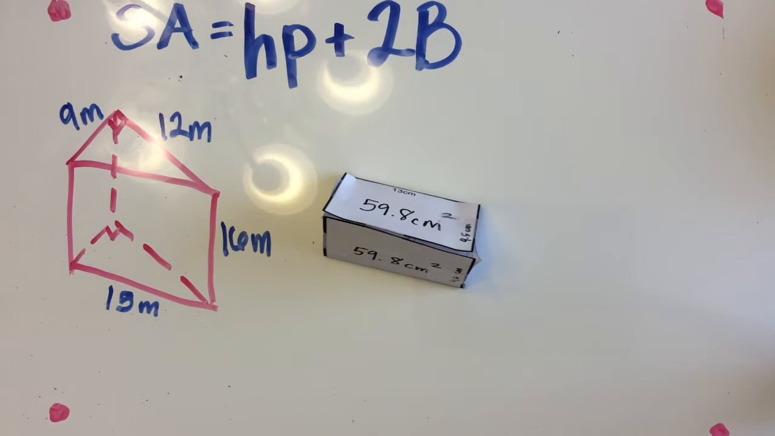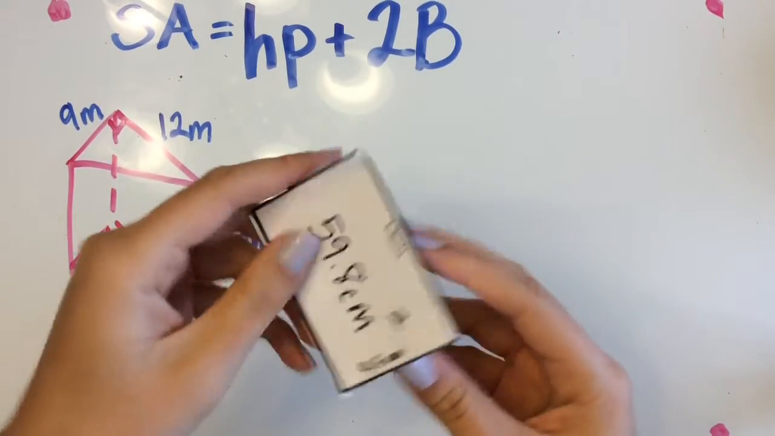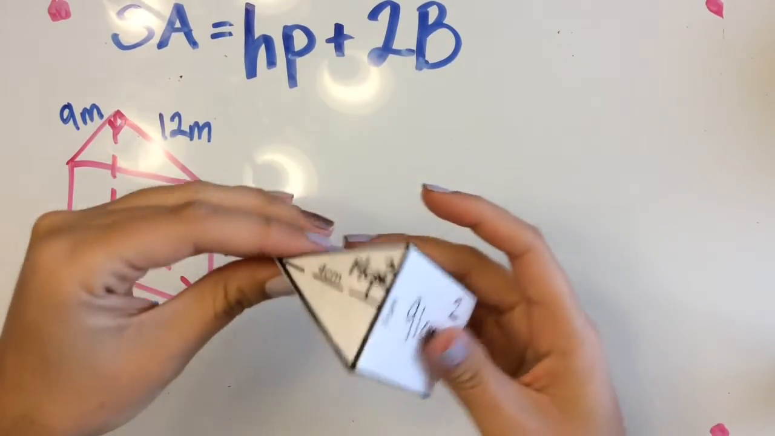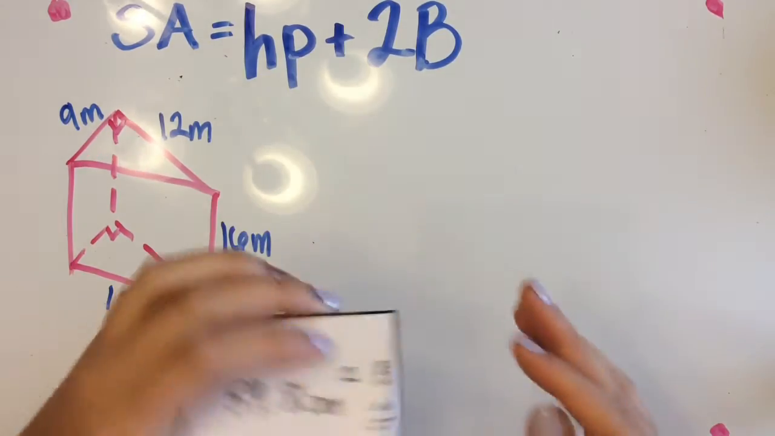Alright guys, we're going to move on to the surface area of prisms. Prisms that are not rectangular prisms are a little different. In my example, when I folded up the figure that we found the composite area of, this was an example of a triangular prism.